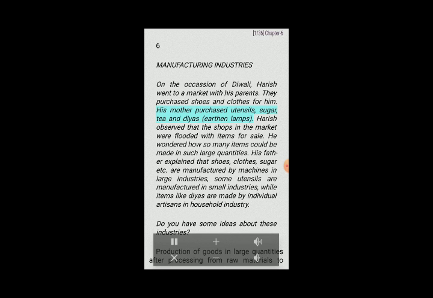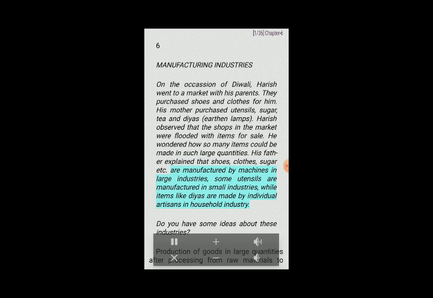They purchased shoes and clothes for him. His mother purchased utensils, sugar, tea and diyas, earthen lamps. Harish observed that the shops in the market were flooded with items for sale. He wondered how so many items could be made in such large quantities.